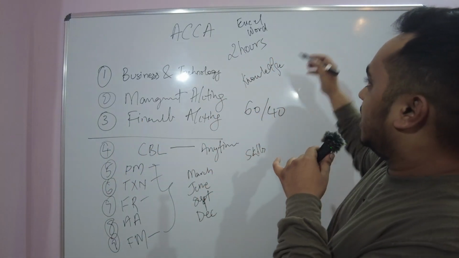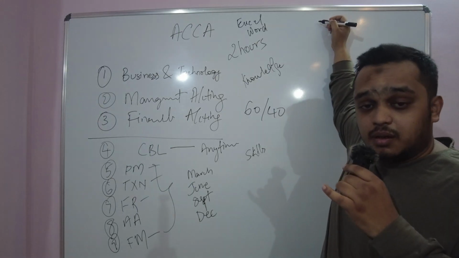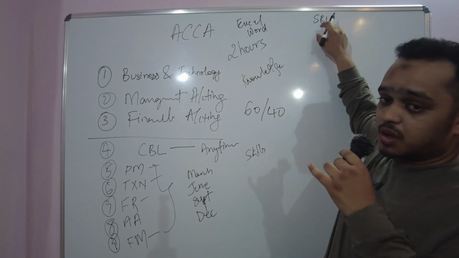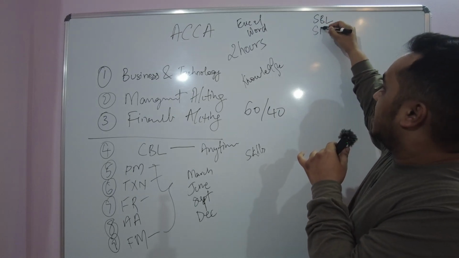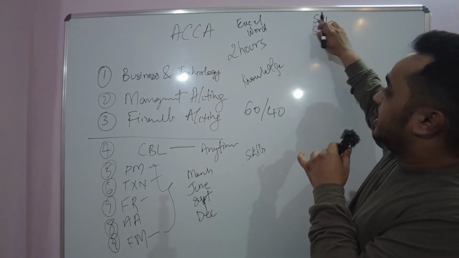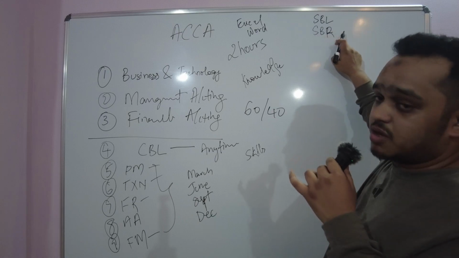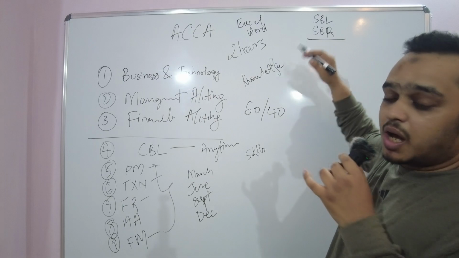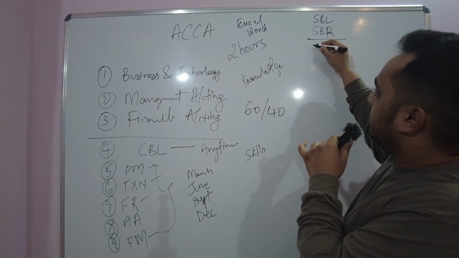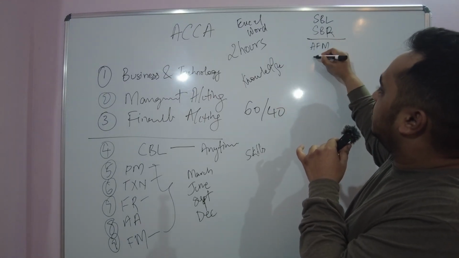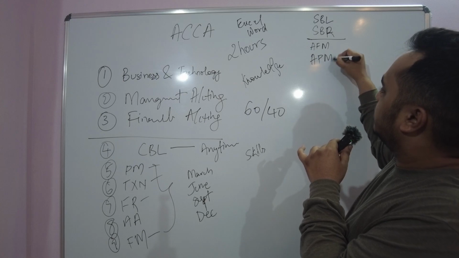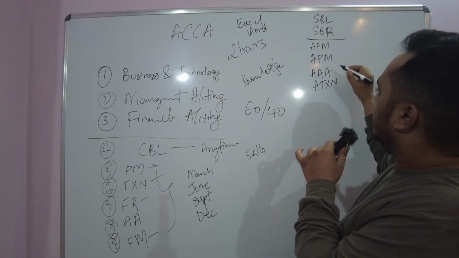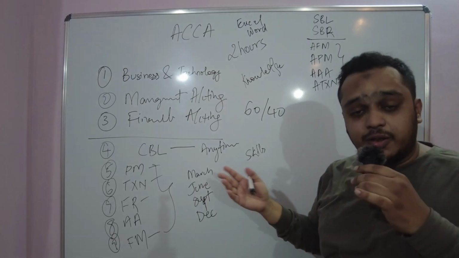And then at last is the professional level. It starts with SBL, which is a compulsory paper. Then SBR. SBL is strategic business leader, SBR is strategic business reporting. These are compulsory papers. After that you have optional papers: advanced financial management, advanced performance management, advanced audit assurance, and advanced taxation. Out of these four you can give any two.